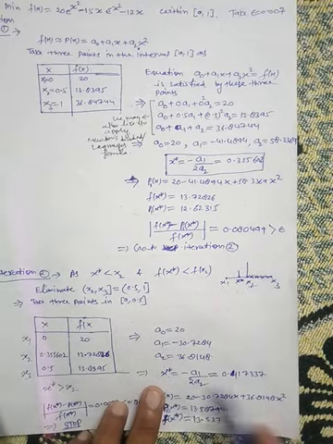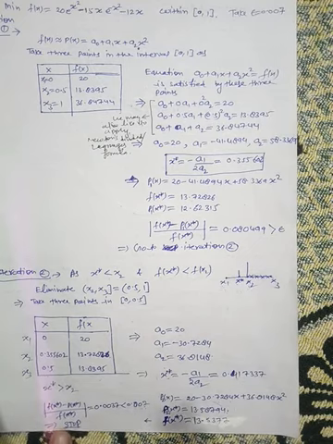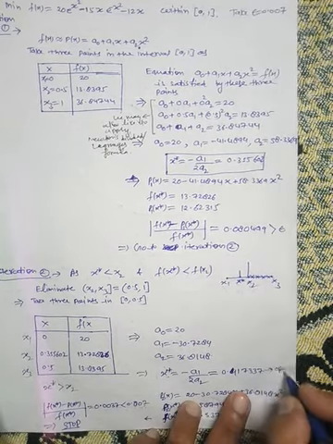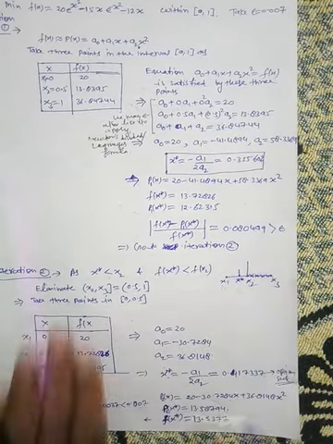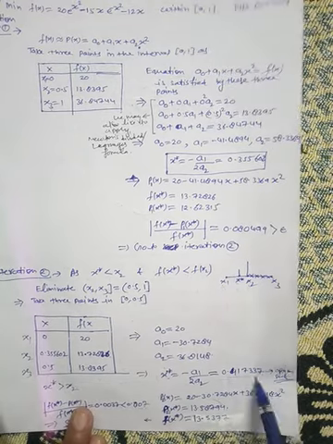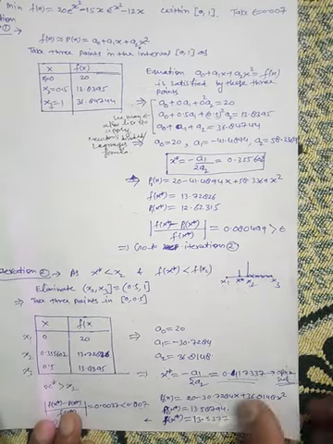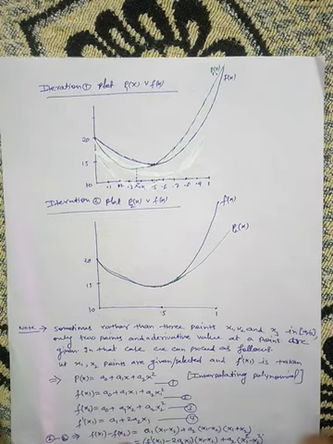X star is the solution because for x star we have this tolerance level. So this is your optimum solution. There is no need to take the midpoint. X star is the solution, 0.41733 is the solution. I hope you understand the procedure. Now in the next video we will discuss the cubic interpolation.